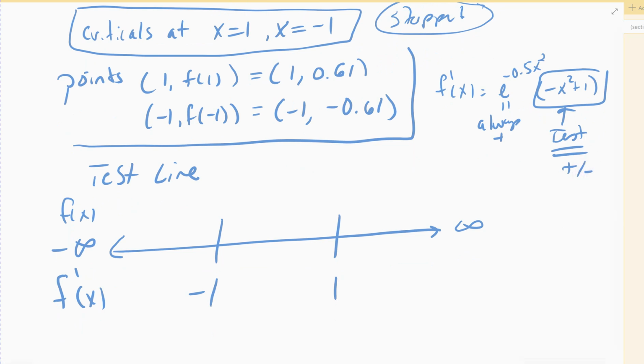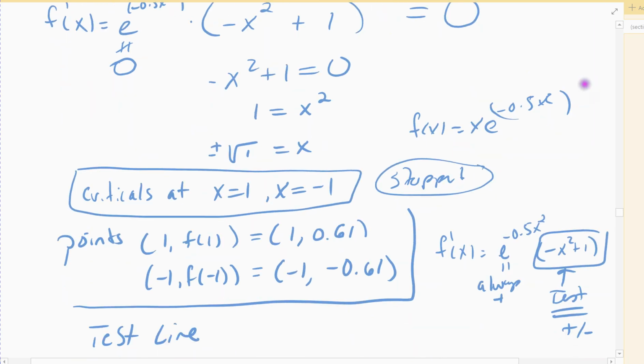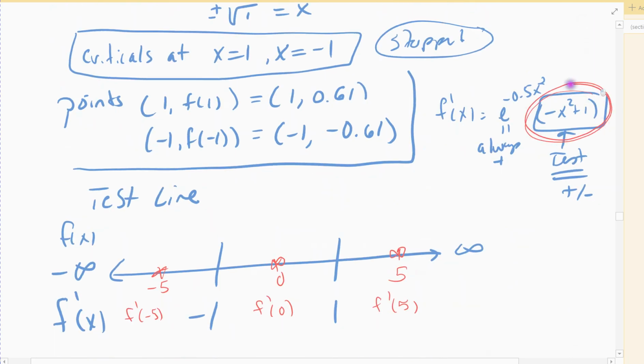Alright, so my test points. I can pick anything I want, so I like my negative 5. 0 is always a good one to pick, right? I've got 0 between negative 1 and 1. And then I like to be consistent, because a lot of times there's symmetry, so the negative and the positive will give me similar answers, and that's going to be true in this case. And so I take my negative 5, plug it into my derivative, my 0, plug it in my derivative, and my 5, plug it in. And again, I'm actually just going to plug it into this piece. I'm going to do mental math.